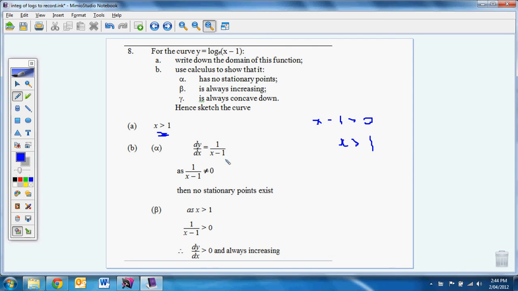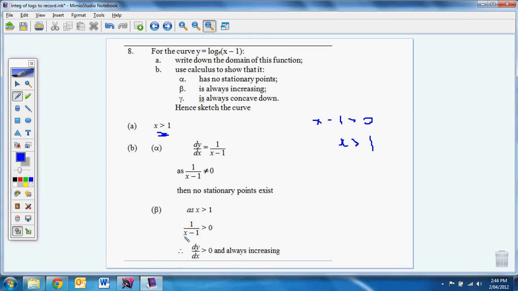So derivative of log of x minus 1 is 1 over x minus 1. And because the bottom can't be equal to 0, or 1's not going to be equal to 0, the denominator can't be equal to 0, so the whole function can't be equal to 0, so it mustn't have a stationary point. And as x has got to be greater than 1, we substitute 1 in there.